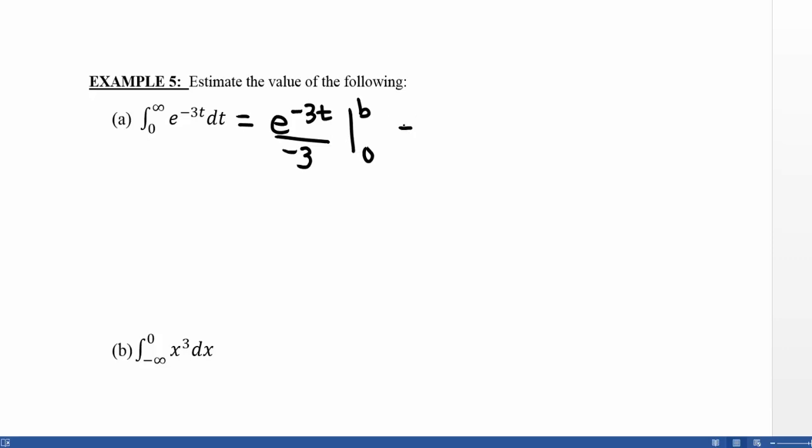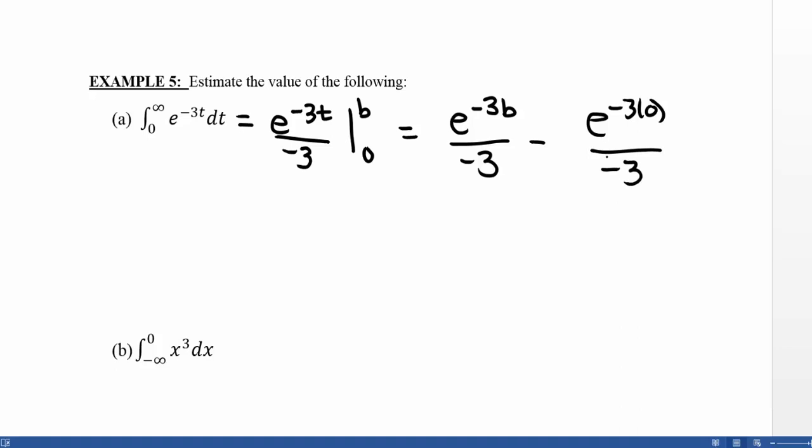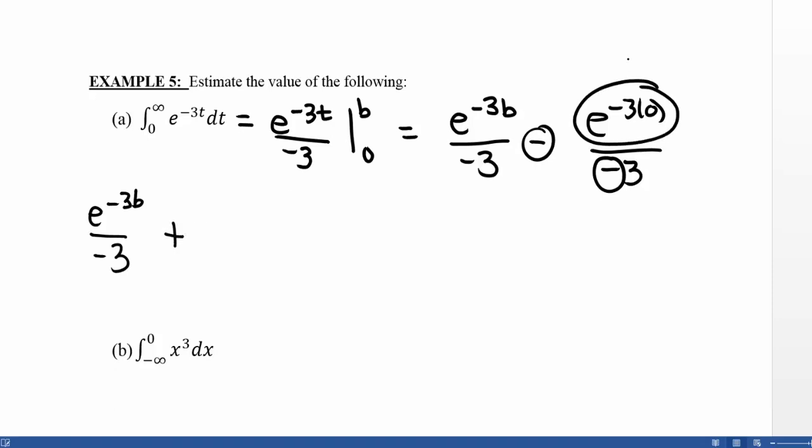So when we plug in our upper bound, we get e to the negative 3b divided by negative 3 minus e to the negative 3 times 0 divided by negative 3. So we have some simplification we need to do before we can take our limit. So the first term we can leave as is for now. But the second term, notice that we have a minus and we have a negative. Those are going to cancel. So we have plus. And now notice the term on top. We have e to the 0 because negative 3 times 0 is 0. E to the 0 power is going to give us 1. So we have 1 over 3.